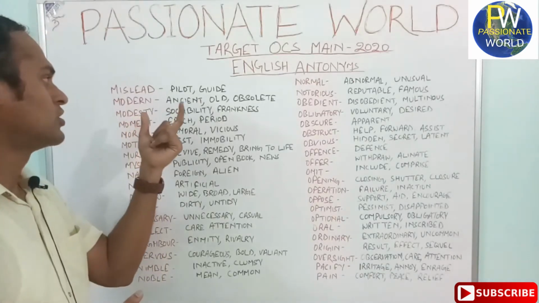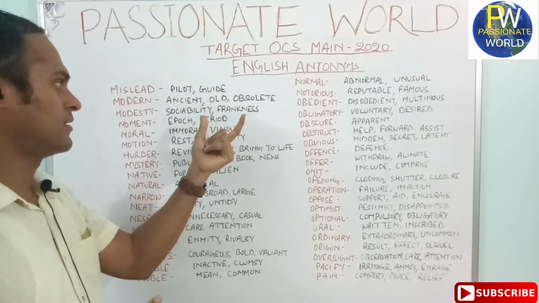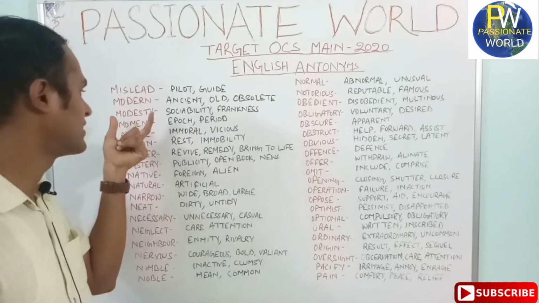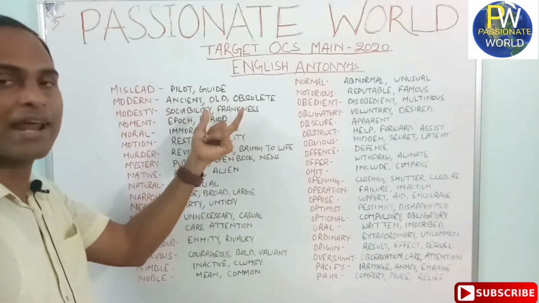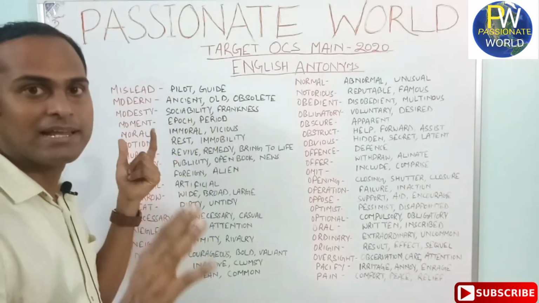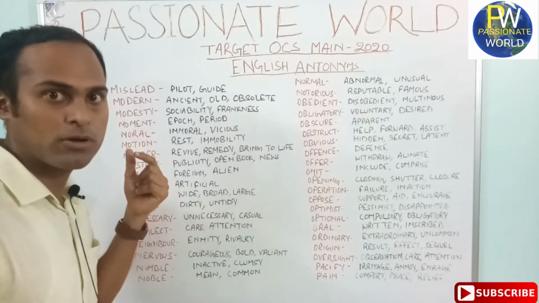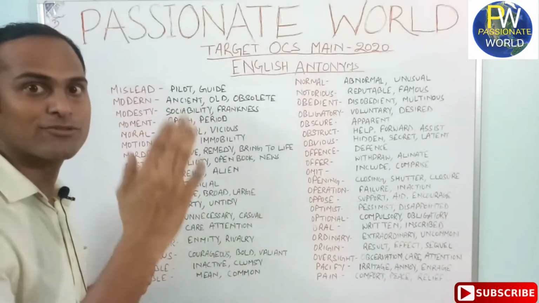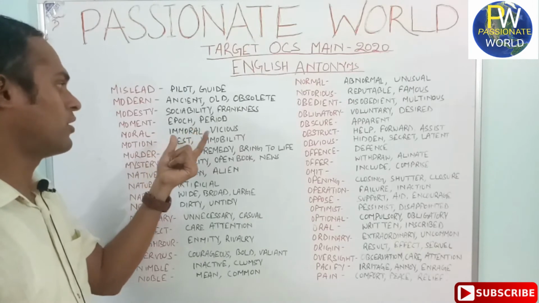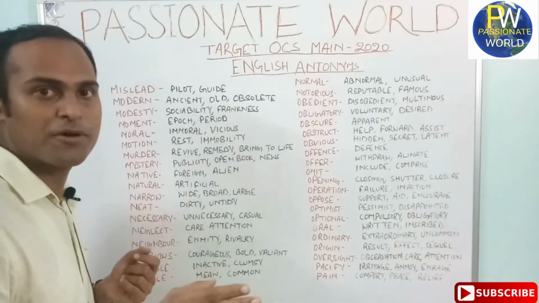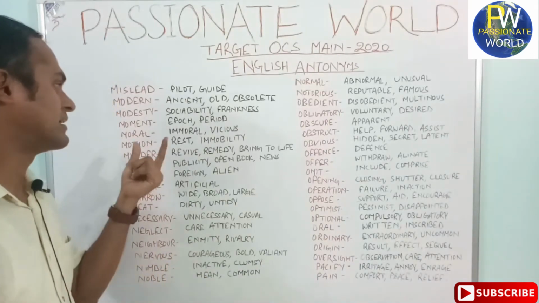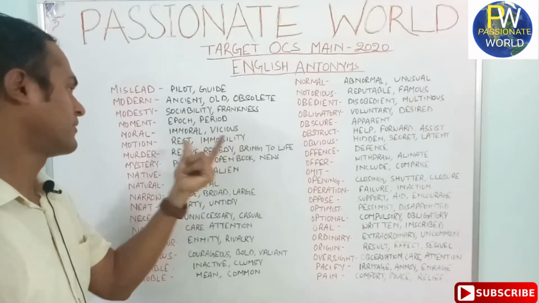Then modesty, sociability or frankness. Frankness or sociability is the opposite of modesty. He is a very sociable person. He is a very modest person or frank person. Moment, epoch or period. They lived in the dinosaur epoch, or some period, means dinosaur period, it's not a moment. Then moral, immoral or vicious. Do not indulge in immoral acts. Then motion, rest or immobility.